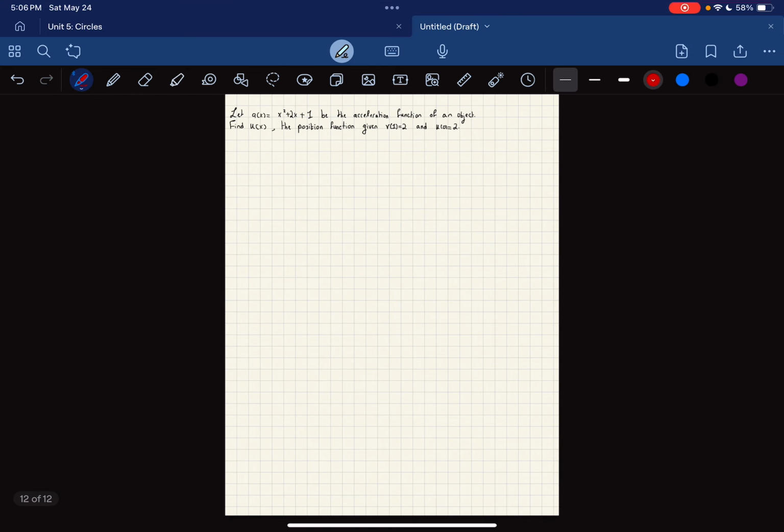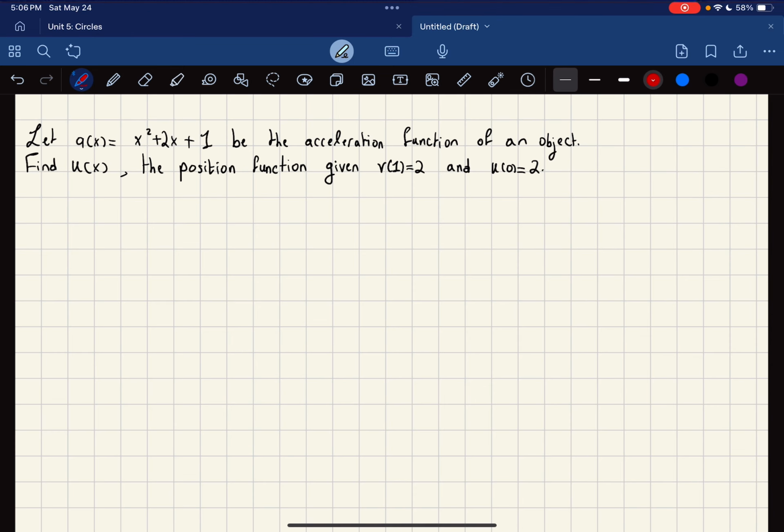We're going to jump into this question over here, which is acceleration, and we want to find the position function. So let a of x be x squared plus 2x plus 1 be the acceleration. Find u of x, which is the position. So we need to understand that in order to go from acceleration to position, we need to pass by velocity. So we're going to integrate not once over here, but twice. So integrate and integrate again.